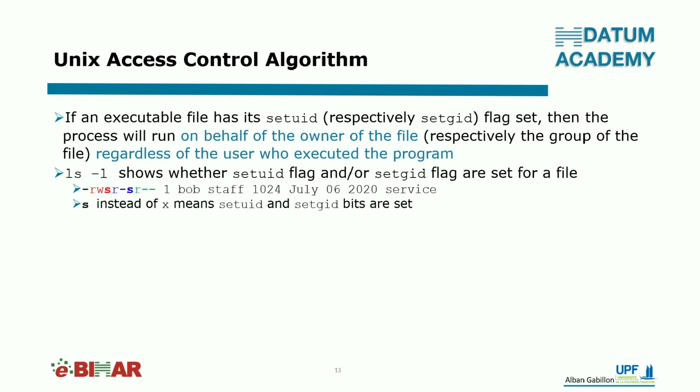So here we can see that Bob has set the setUID flag and the setGID flag of program service. When these bits are set, there is an S instead of an X in the directory entry of the program. So this means that the protection domain of any process created from file service will be the pair UID GID of file service, regardless of the user who created the process.